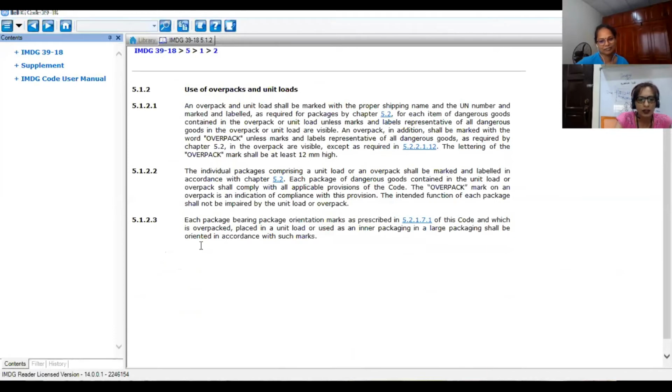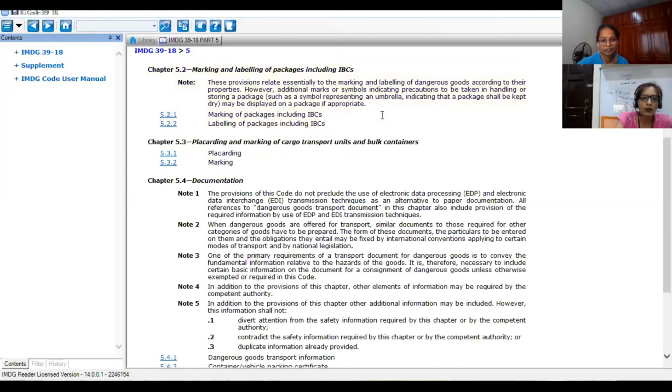So we have to read each package bearing package orientation marks. So this is orientation marks. Here they tell you to follow 5.2. Okay, so when we go to 5.2, 5.2 is talking about marking packages and IBCs, correct?